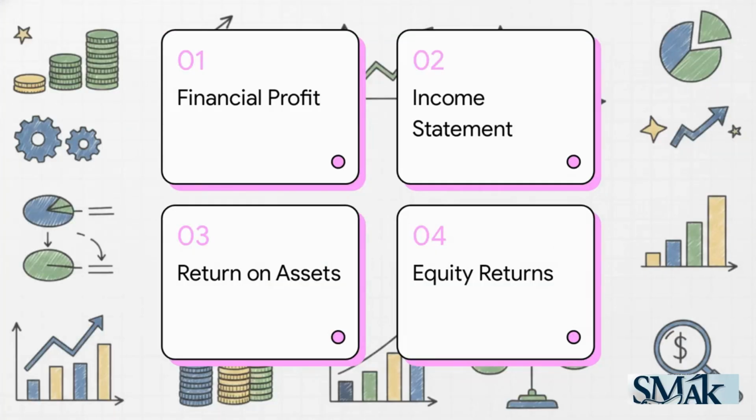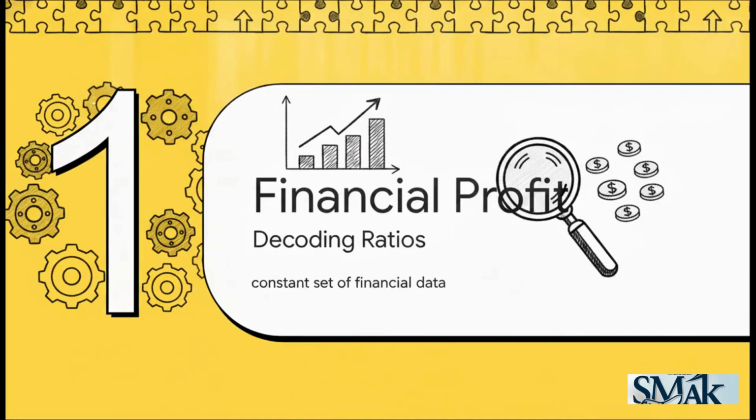Okay, let's dive into this. Here is our roadmap for today. First, decoding financial profitability, then income statement ratios, followed by return on assets and asset turnover, and finally, the owner's equity returns. Section 1, decoding financial profitability.